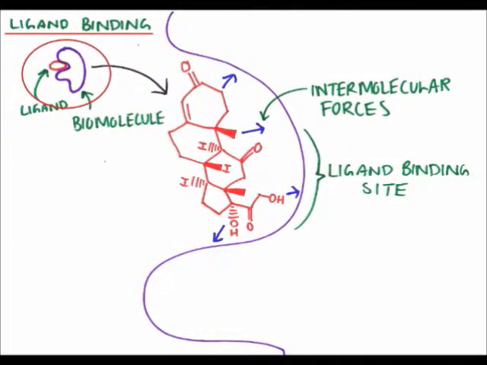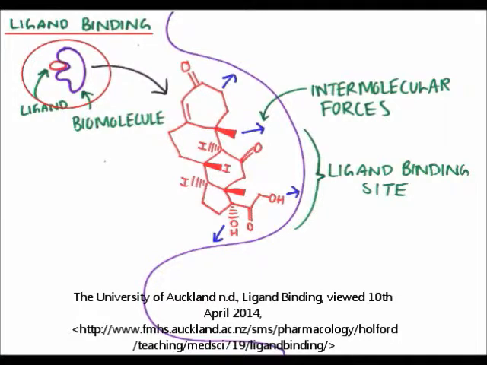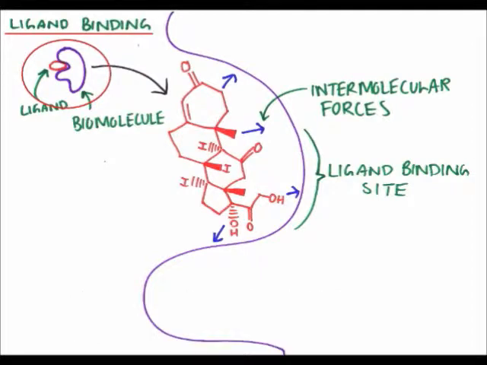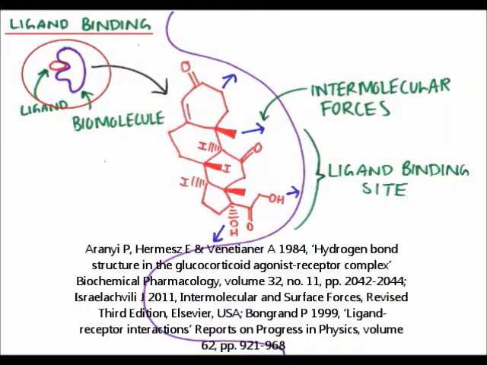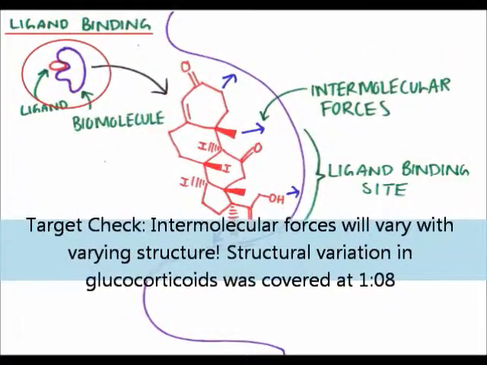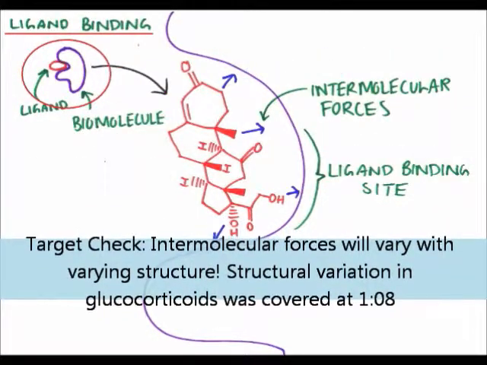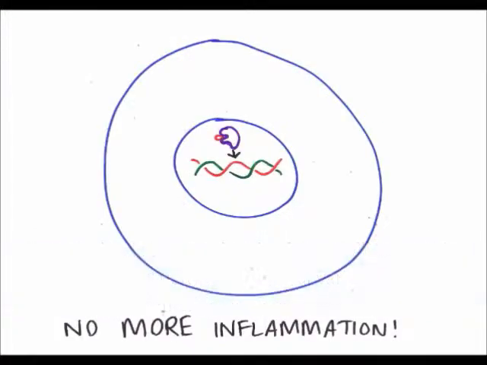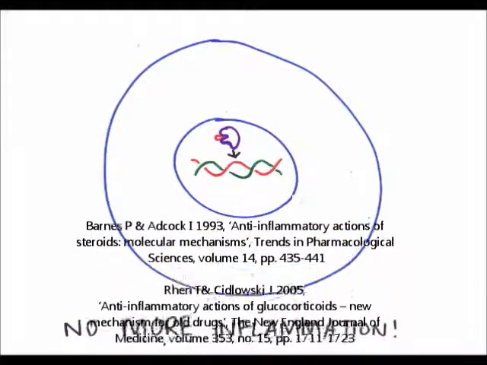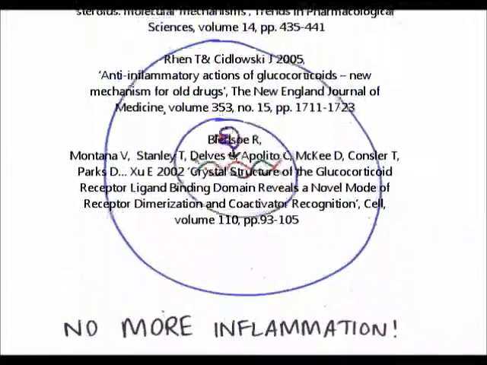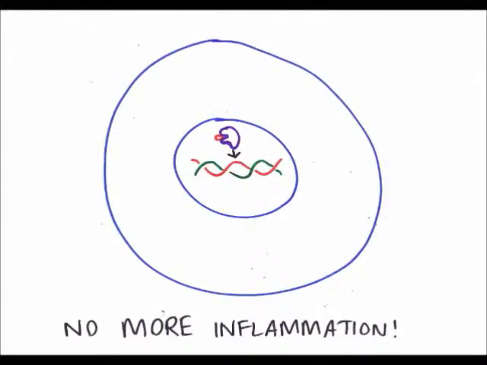When molecules like cortisone bind to ligand binding sites on a biomolecule like the glucocorticoid receptor, this is termed ligand binding. Ligand binding is a result of intermolecular forces, which are forces of attraction and repulsion between molecules, in this case between the molecule cortisone and a biomolecule, the glucocorticoid receptor. After binding, the glucocorticoid receptor moves to the nucleus, where it binds to glucocorticoid responsive elements on the DNA to inhibit several aspects of the inflammatory process.